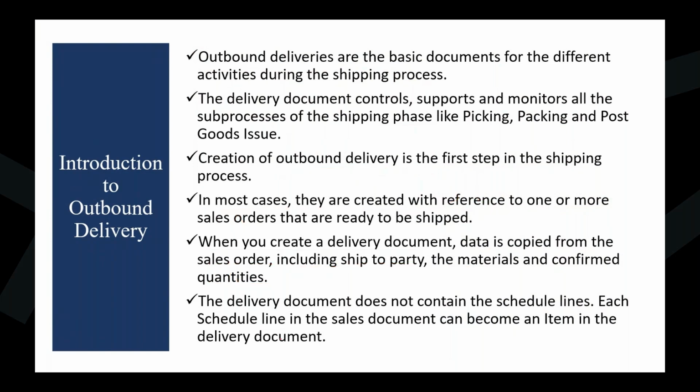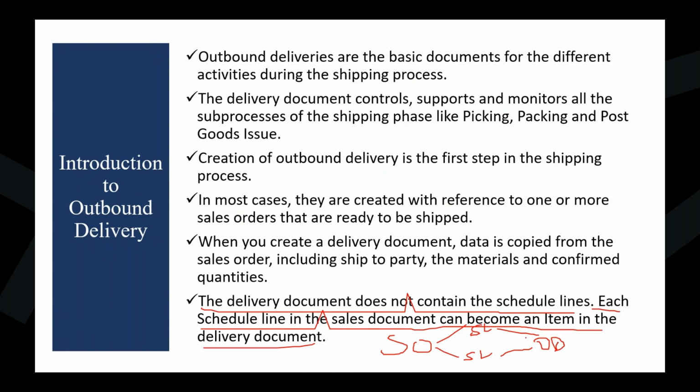Okay. The delivery document does not contain the schedule lines. Each schedule line in the sales document can become an item in the delivery document. So if you try to recollect our earlier session, in the sales order, you have schedule lines. Each schedule line will become a line item in your outbound delivery. That's what. Okay. So we will see all these things in the system.